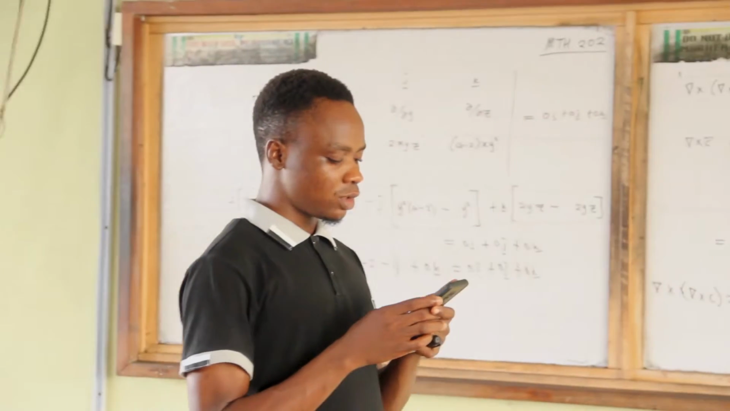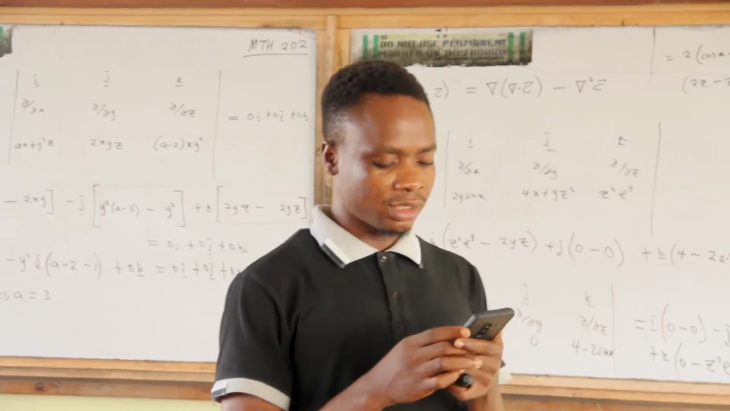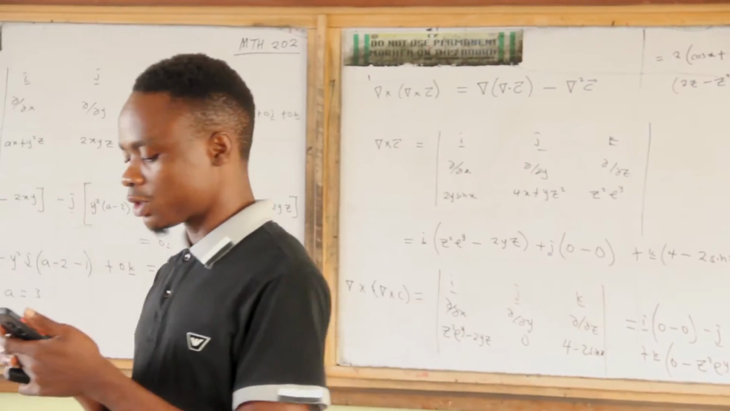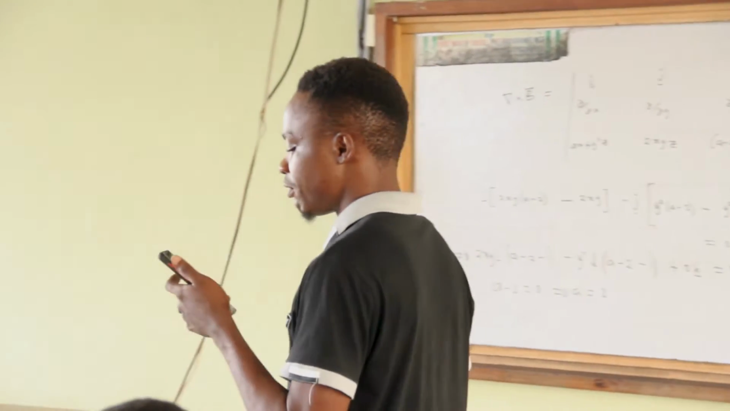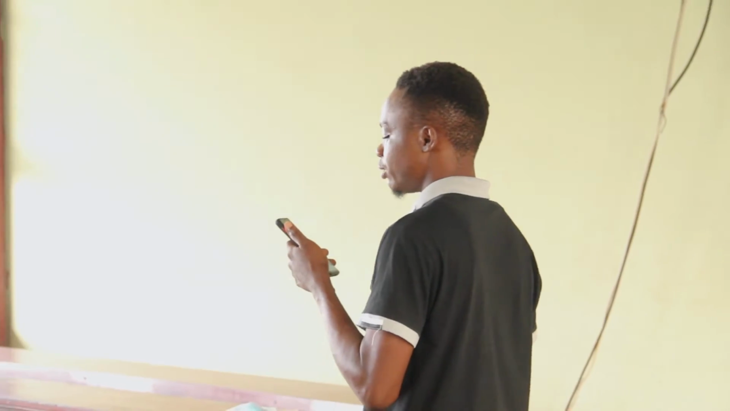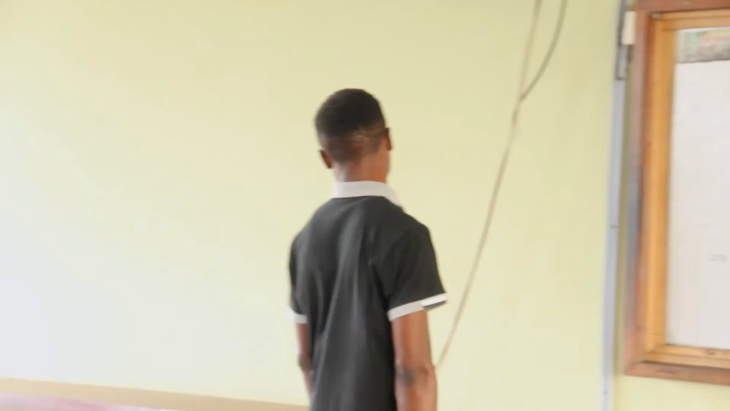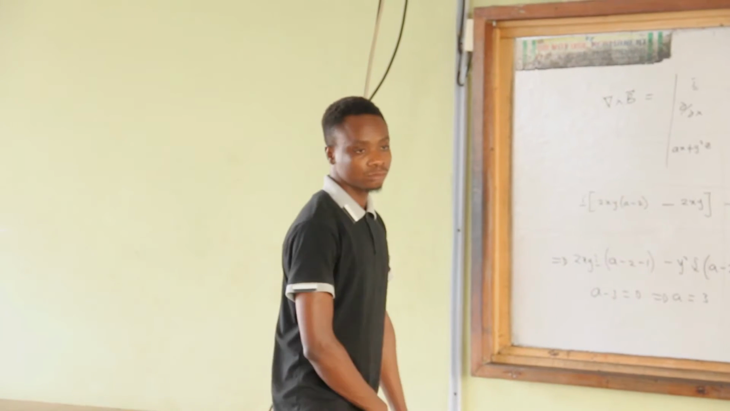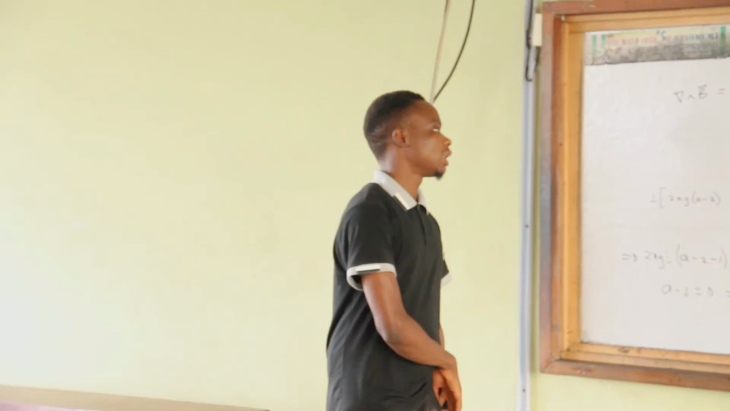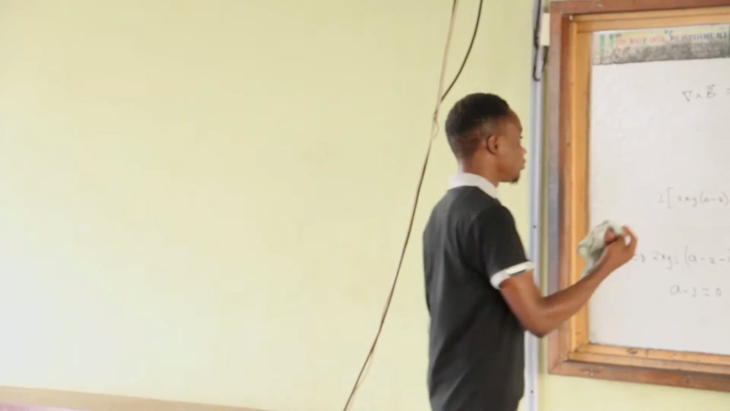If r equals xi plus yj plus zk, r squared equals x squared plus y squared plus z squared, f prime of r equals f dr. Then nabla of f prime of r is equivalent to, so how do you get the nabla of f prime of r? Nabla of f prime of r.